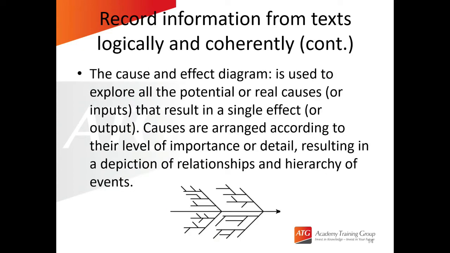The cause and effect diagram is used to explore all the potential or real causes or inputs that would result in a single effect or output. Causes are arranged according to their level of importance or detail, resulting in a depiction of relationships as well as a hierarchy of events.